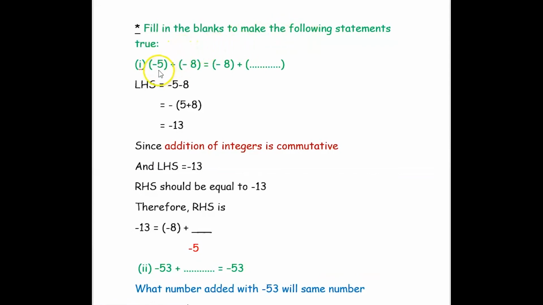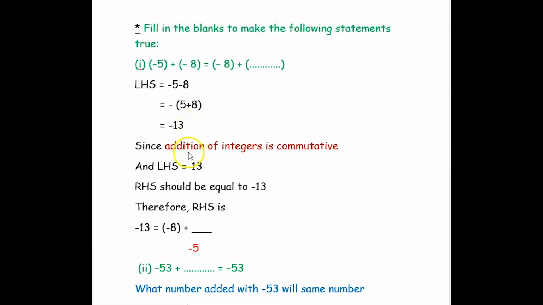So first question is, negative 5 plus negative 8 is equal to negative 8 plus blank. So we want to find the answer for this blank. If you take the left hand side, it is negative 5, then this plus and negative will become minus. So negative 5 minus 8. Minus is common, so I have taken it out, and I have added 5 plus 8, that is 13.